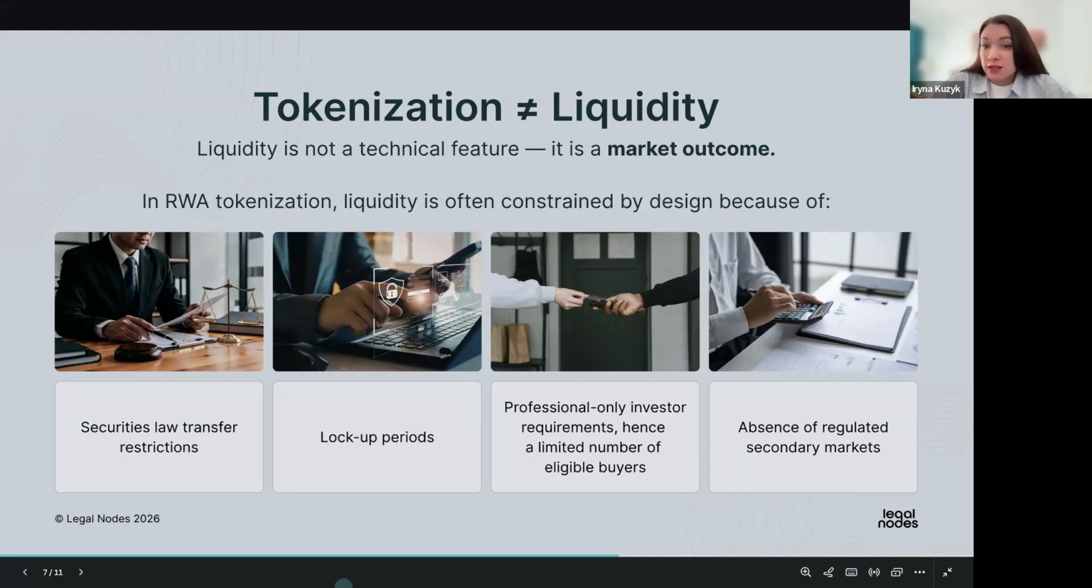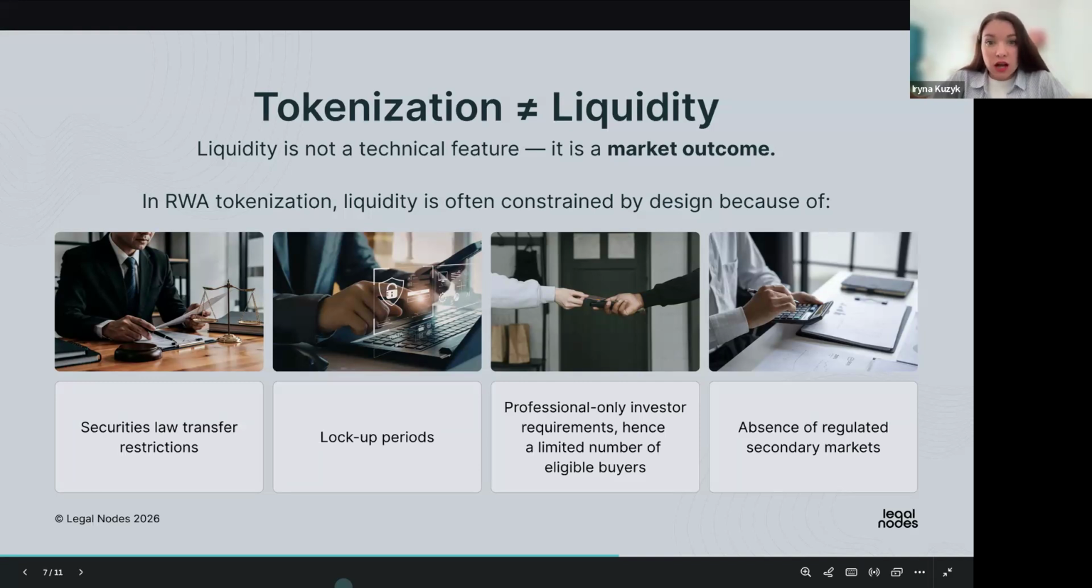If any of these are missing, a tokenized asset can be just as illiquid as the off-chain equivalent of that token, which is the financial instrument. So why are RWA tokens often illiquid? In tokenization, liquidity is often constrained by design because of the complexities of current legal frameworks.